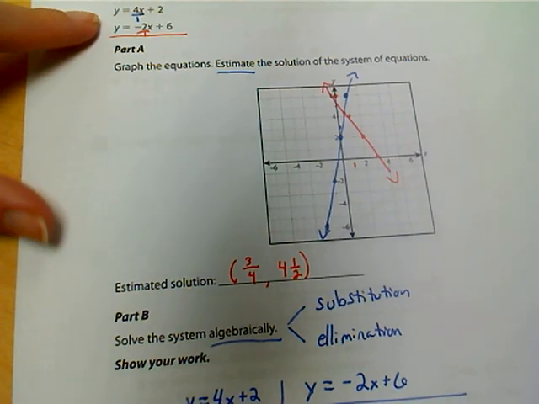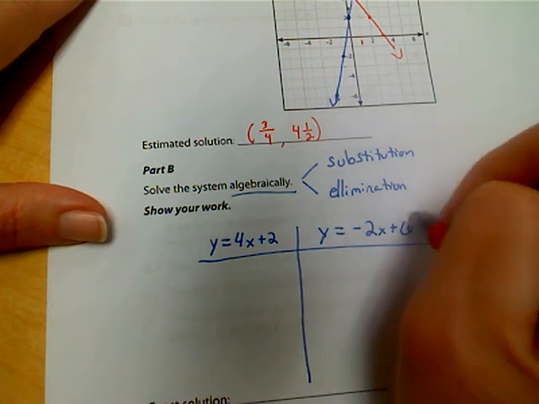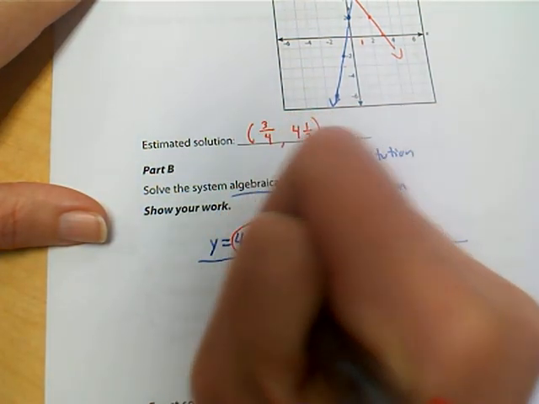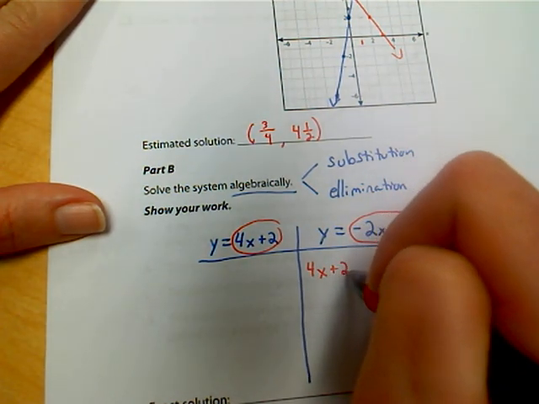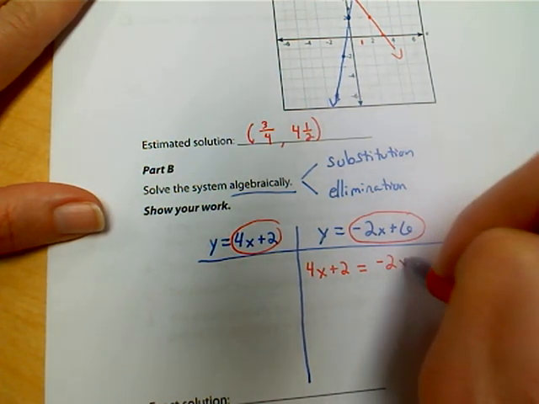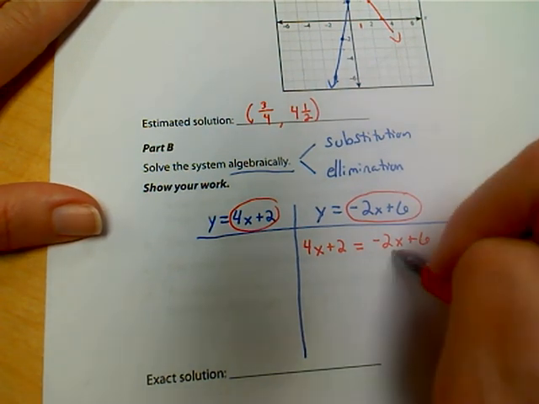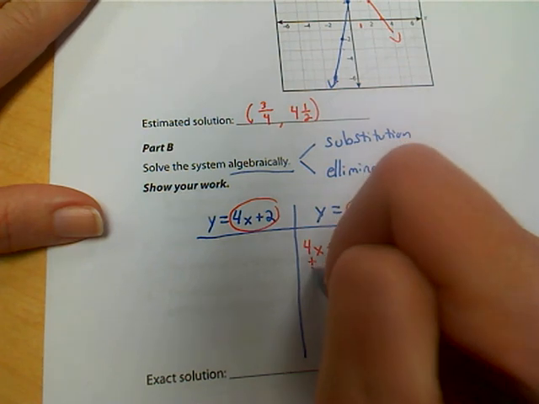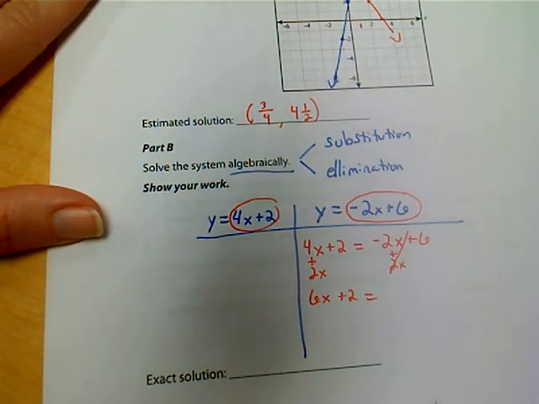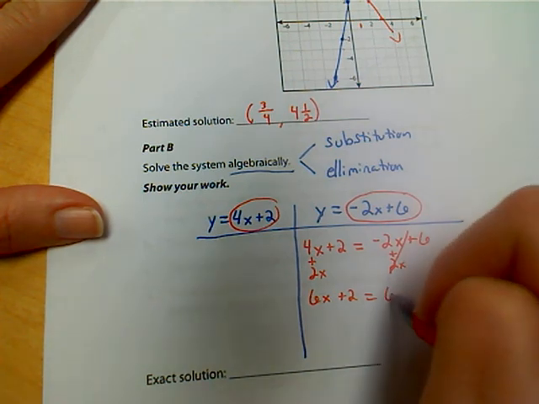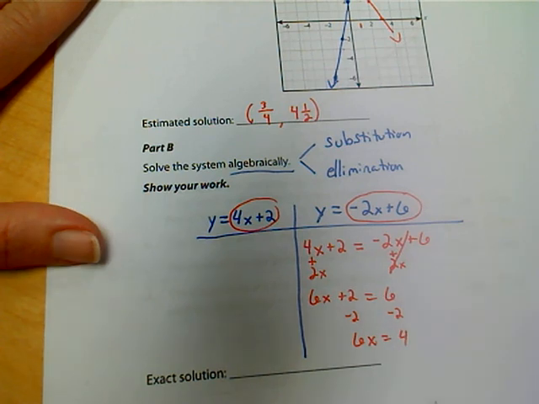So when they're both in slope-intercept form, we are just going to drop the y's and set these equal to each other. So 4x plus 2 equals negative 2x plus 6. Solve the equation for x. Add 2x to both sides. That gives me 6x plus 2. These opposites cancel out. Equals 6. Subtract 2, 6x equals 4.